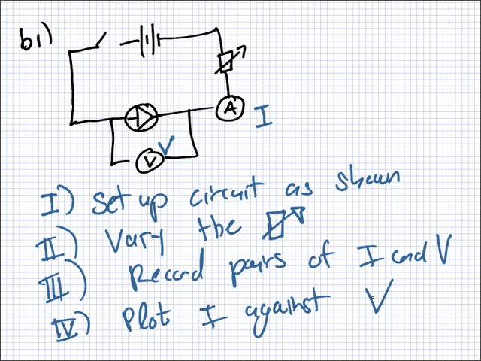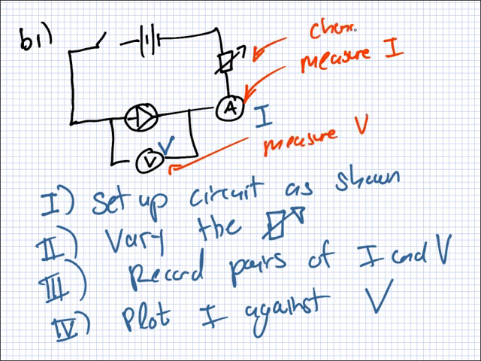Oh, and you also need to explain why you need each item. So, why do you need this one? To measure I. Why do you need this one? To measure V. Why do you need this one? Change V. Why do you need this one? Well, this gives you power. Why do you need this one? To be safe. Control too. To be safe as well. And this is the LED.